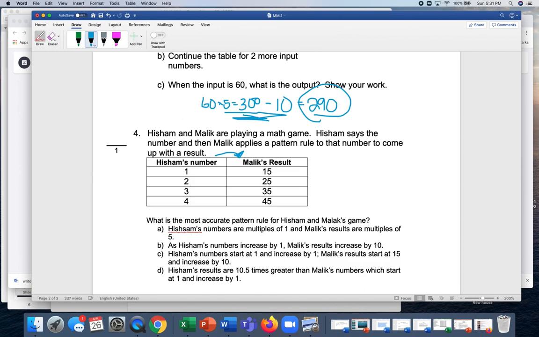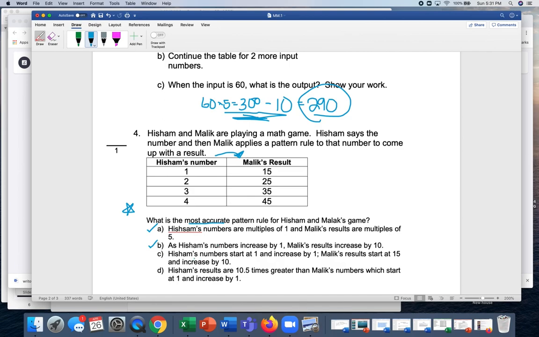Hasham's numbers are multiples of 1 and Malik's results are multiples of 5. This actually is an old PAT question. That is true, but is it the best? Is it the most accurate? Let's see if we can find something better. As Hasham's numbers increase by 1, that is true. Malik's numbers increase by 10. That is also true, but let's see if we can find something even more accurate.